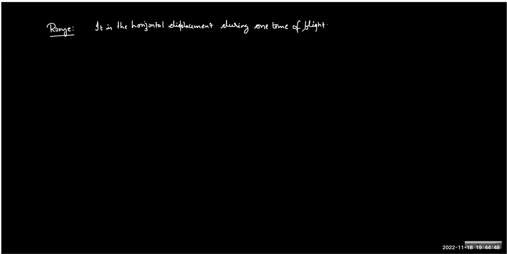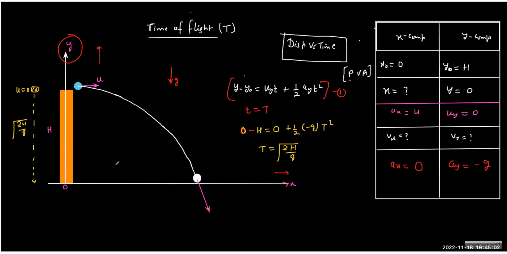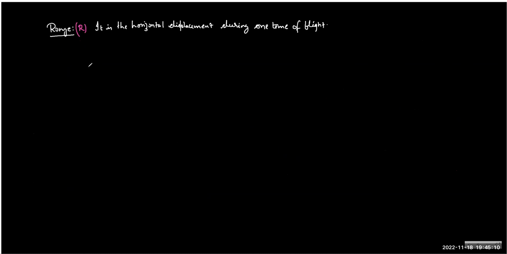X. So which formula should we use? First, second, third, which one? So range we represent by the symbol capital R. And in this diagram, this is the capital R from here to here. So tell me guys, how to get the range? Using the second equation. So what should I write here? x minus x naught equals u x t.